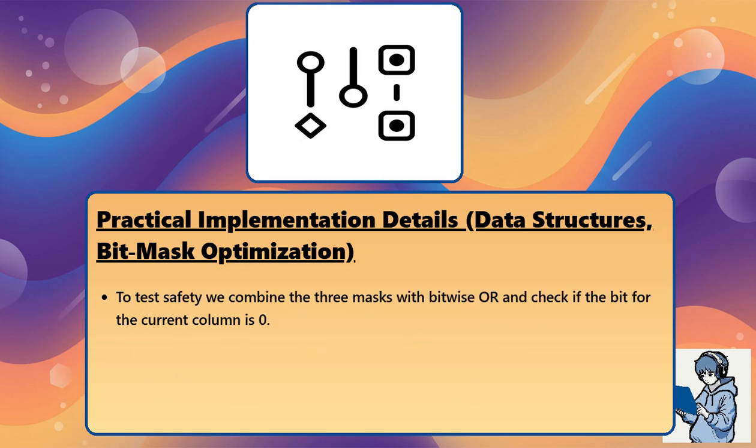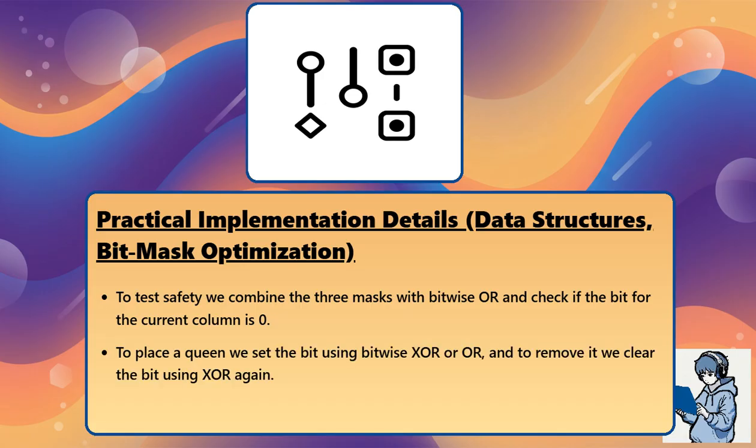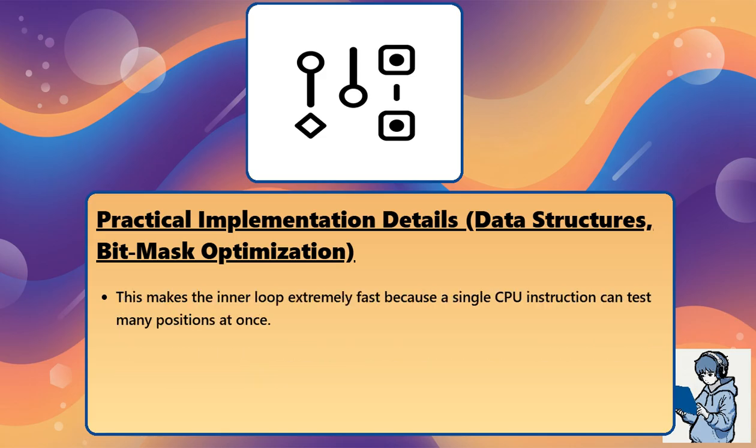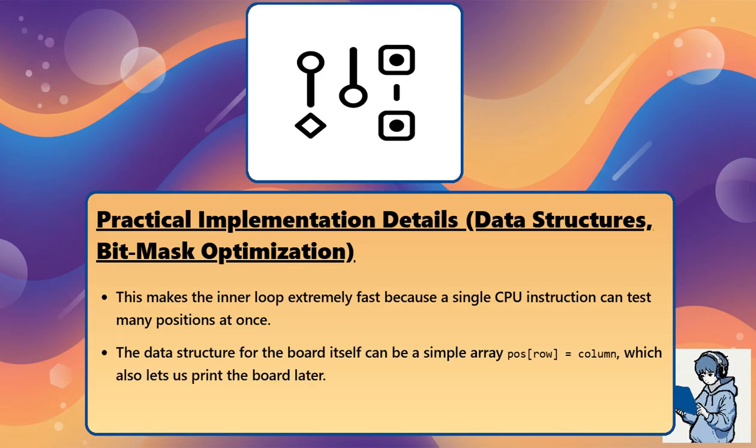To test safety, we combine the three masks with bitwise OR and check if the bit for the current column is 0. To place a queen, we set the bit using bitwise XOR or OR, and to remove it, we clear the bit using XOR again. This makes the inner loop extremely fast, because a single CPU instruction can test many positions at once. The data structure for the board itself can be a simple array pos of row equals column, which also lets us print the board later.